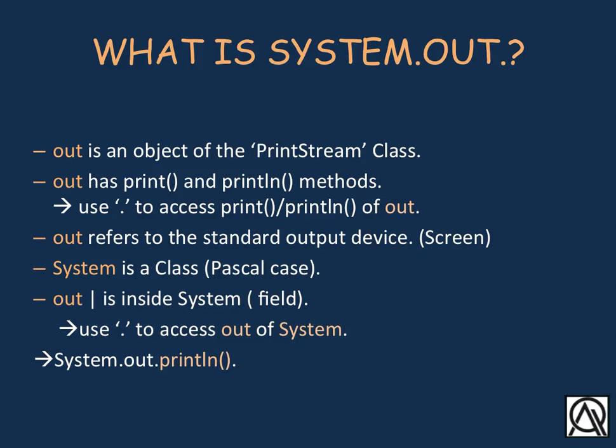Now let's talk about the system class. Note that it's written based on Pascal case convention. So we can conclude that it is a class. The first S here is a capital S. But look at this out here, it is based on the camel case convention. And the first letter is a small letter, and out can be a variable or a field. We will talk about it later in more detail. I want you to know that out is inside the system class. It is a field of the system class.